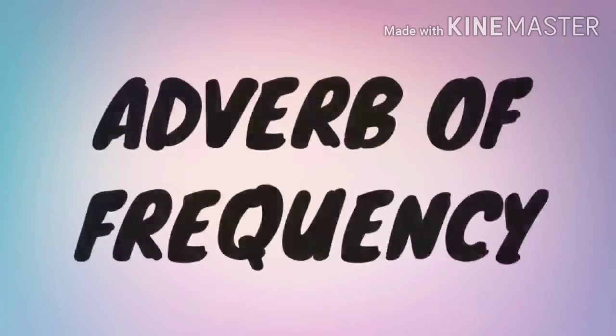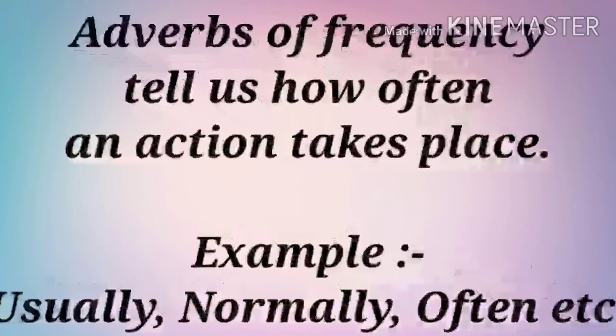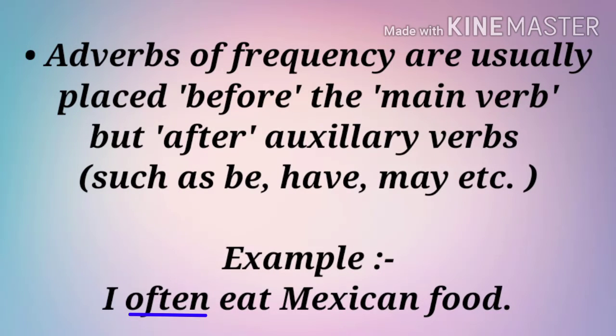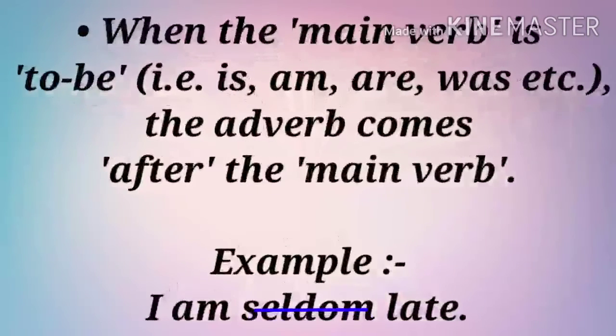So next is adverbs of frequency. Adverbs of frequency tell us how often an action takes place. Example, usually, normally, often, etc. Adverbs of frequency are usually placed before the main verb, but after auxiliary verbs such as be, have, may, etc. For example, I often eat Mexican food.